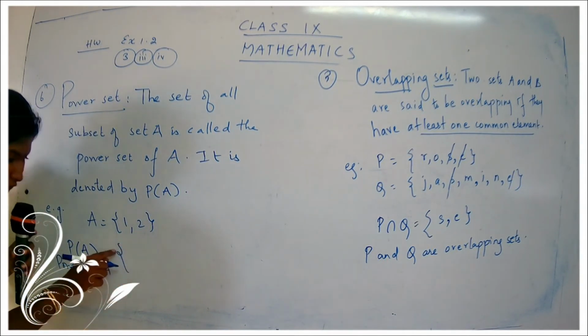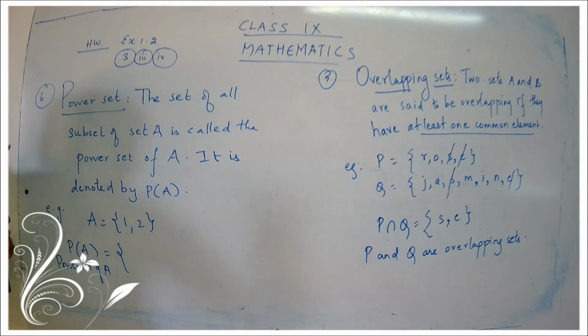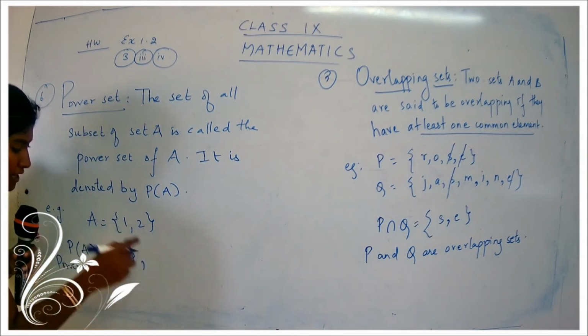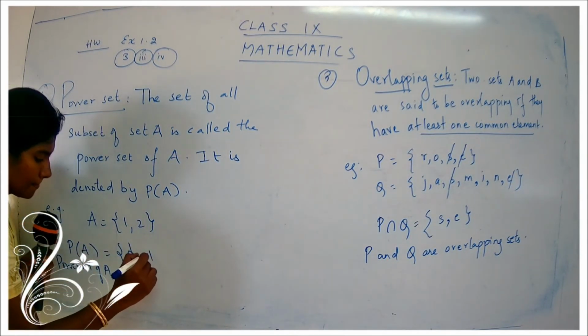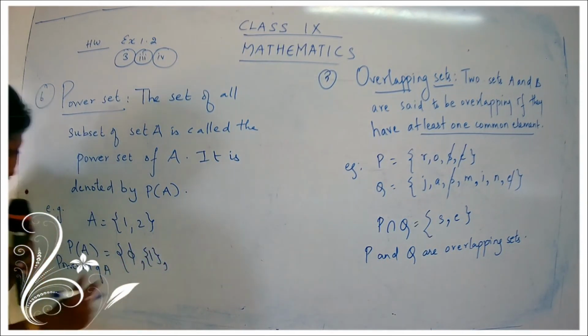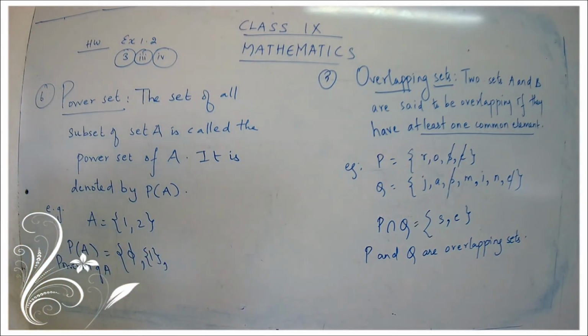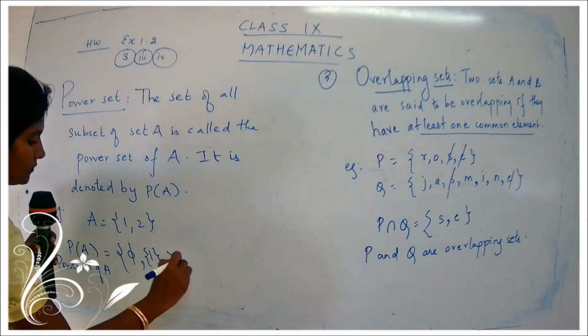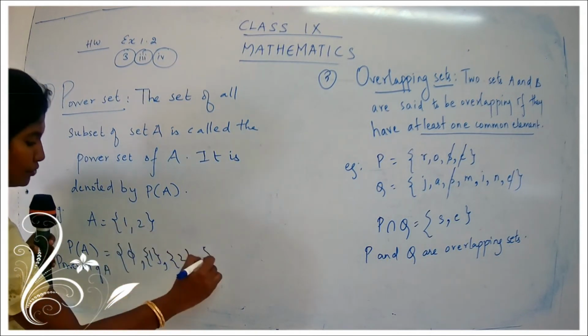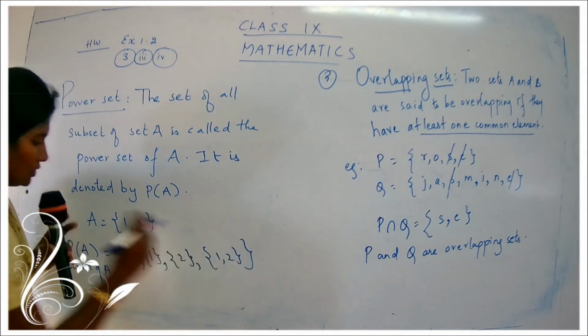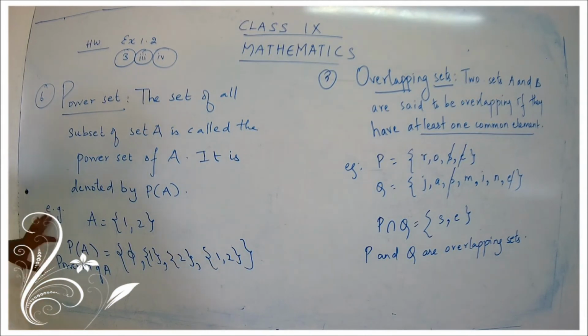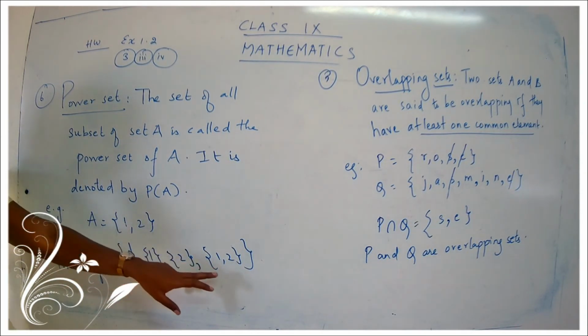First of all, you have to put a bracket. First thing is empty. Put an empty set. Then you have to write 1. Then you have to write 2. Then 1, 2 together. So this is a power set. See here, children, how to write the power set? If A is {1, 2}, the power set will be: first always you have to write an empty set, then 1, then 2, then write them together. So this is a power set.